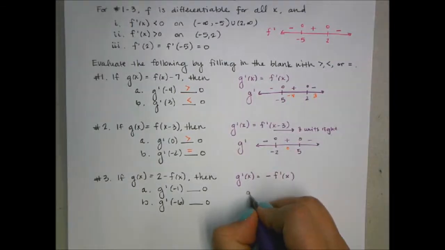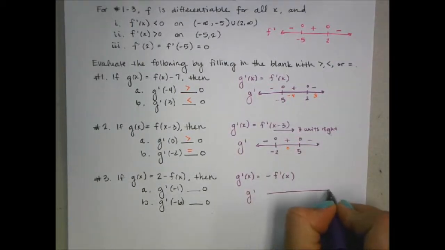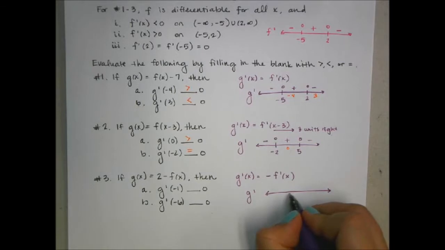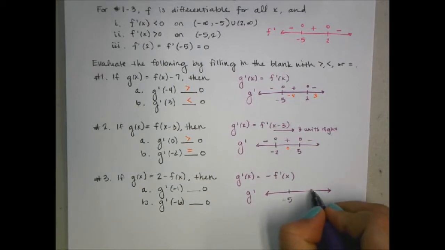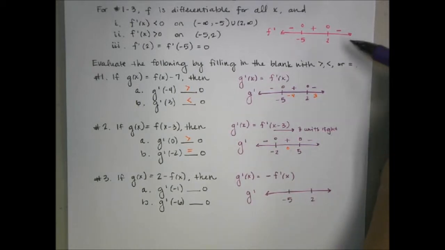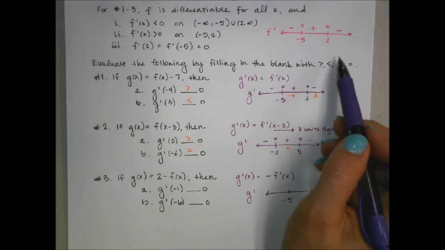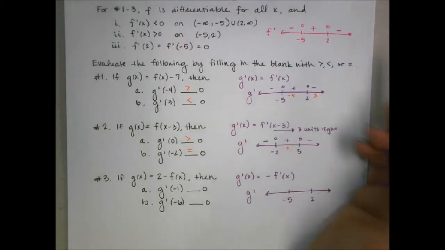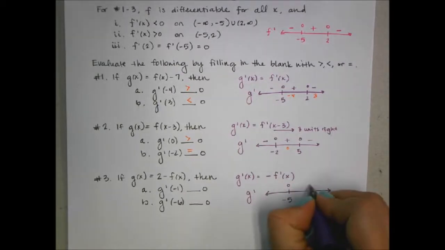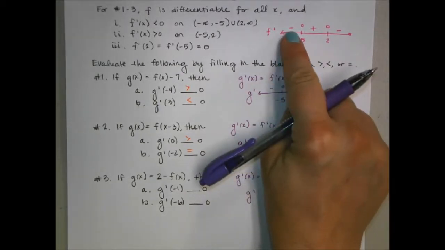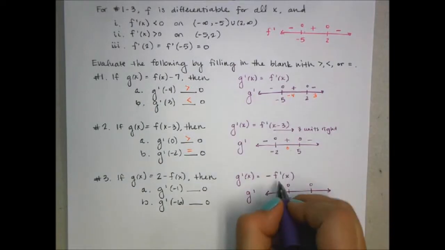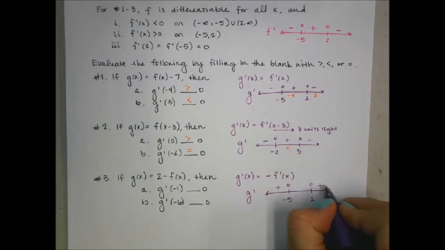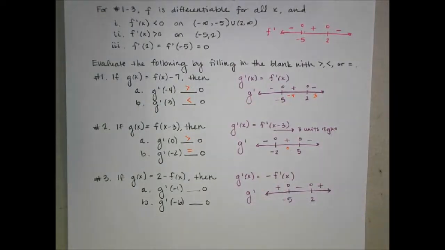So my number line now, my x values are the same as we started with for f, but it's the outputs, the y values on top, that have changed. The opposite of 0 is still 0, so that doesn't actually change. But my negatives become positive, and my positive becomes negative. So it's just the y values that change here.